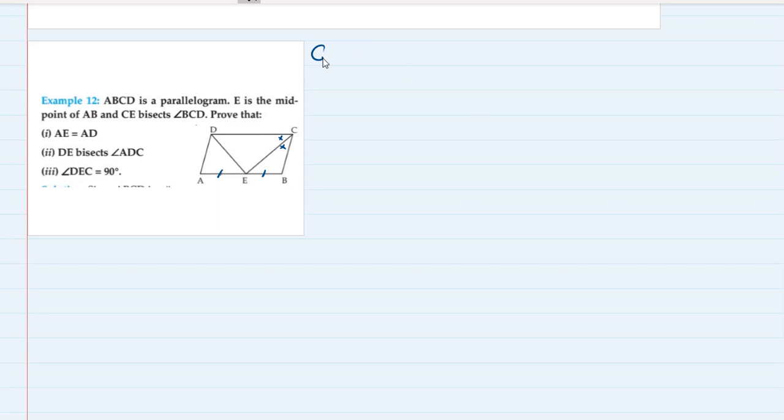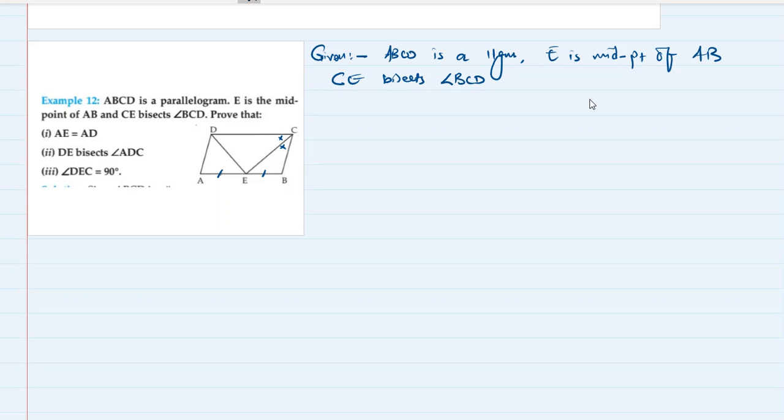Let's write given: ABCD is a parallelogram. E is midpoint of AB and CE bisects angle BCD. Okay, to prove is written over here. I'm just going to write proof directly.